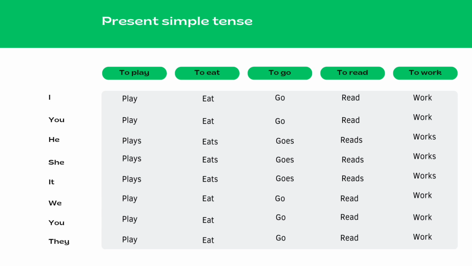Verb to work. I work. You work. He works. She works. It works. We work. You work. They work.